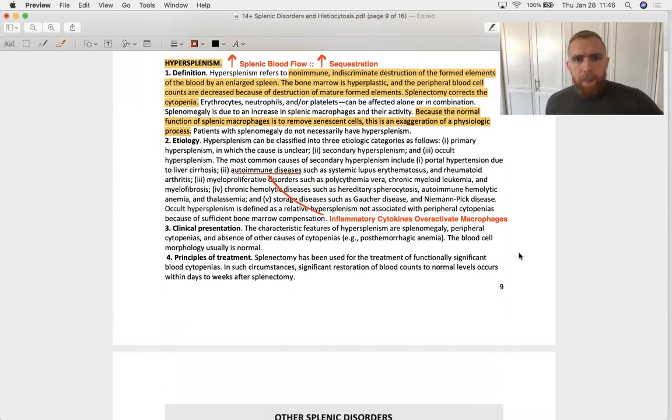Hypersplenism refers to non-immune, indiscriminate destruction of the formed elements of the blood by an enlarged spleen. The bone marrow is hyperplastic and the peripheral blood cell counts are decreased because of destruction of mature formed elements. Splenectomy corrects the cytopenia. So you can have an anemia, a thrombocytopenia, a neutropenia, total leukopenia, because the spleen would be taking those cells inappropriately out of circulation.